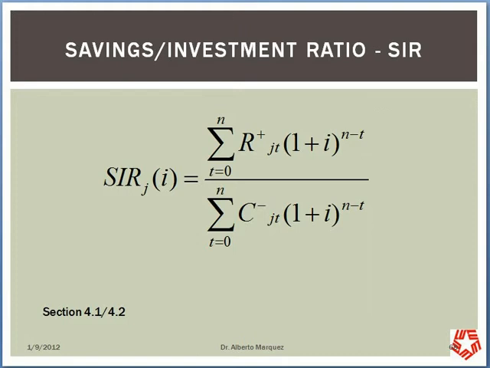And for you to have in graphical form the formula that we use to compute the saving investment ratio: the saving investment ratio is the summation of all the positive cash flows brought back to the present, divided by the negative cash flows brought to the same period in time.